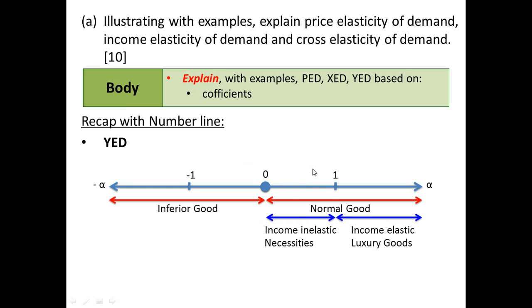For YED, as long as it's positive, we refer to it as normal goods. And if it's income inelastic, meaning YED from 0 to 1, we call it necessities. And if it's income elastic, then YED is greater than 1. These are luxury goods. For goods that have a negative YED, we call this inferior goods. Okay, so like I said, we don't differentiate between the two regions as long as it is inferior good.